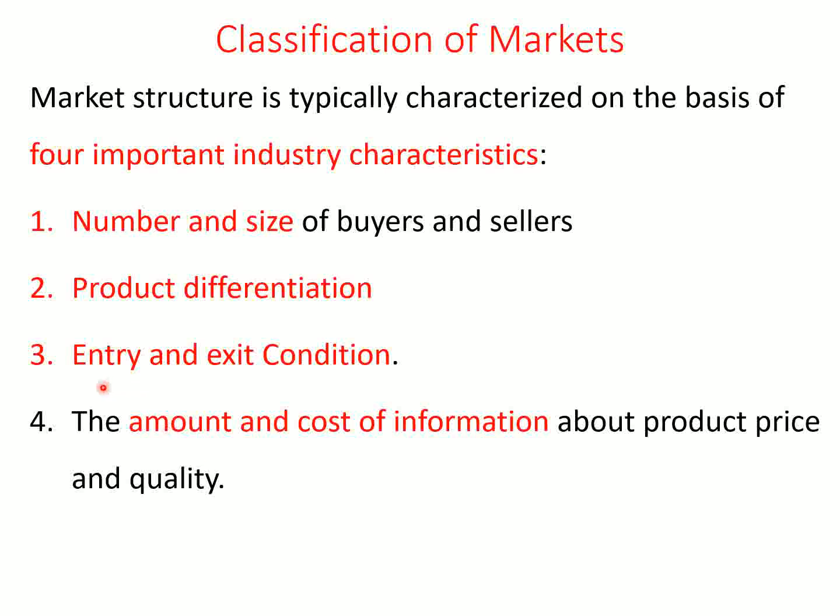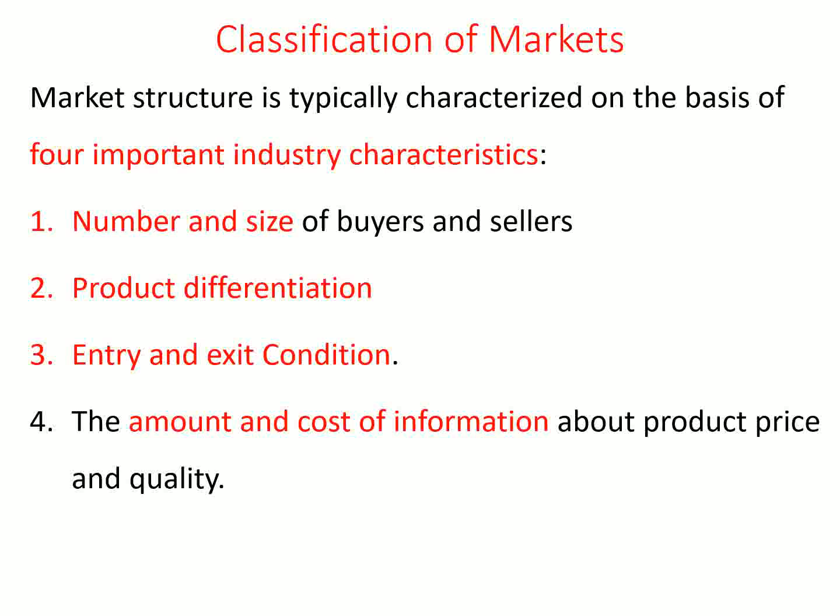The third is the entry and exit condition, whether there is a barrier to entry or a barrier to exit from the market. This is also another criterion. And the fourth is the amount and cost of information about the product, price, and quality. Here, the buyer or the seller may incur cost while searching for information about the price and the quality of the products. So this is also another important characteristic to divide the market structure.